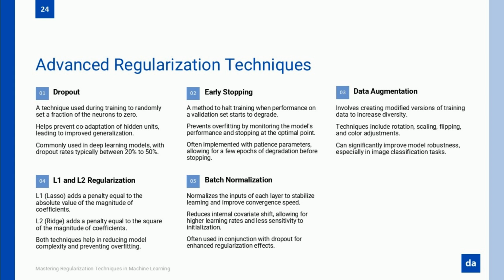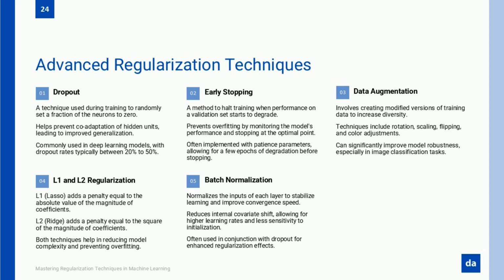Sometimes the best way to regularize a model is to simply stop training at the right moment. That's what early stopping does. As you train a model, it becomes increasingly good at minimizing the training loss, but at some point it starts overfitting to the training data and the validation loss begins to rise. Early stopping allows you to monitor the model's performance on a validation set and halt training as soon as it starts to degrade. How it helps.